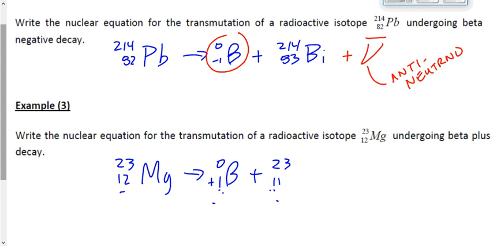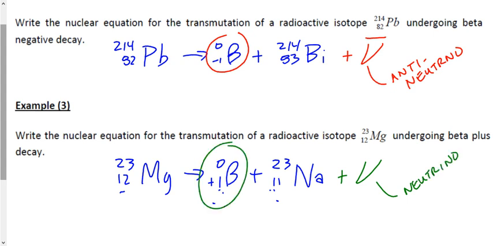Atomic number 11, if you look in the periodic table, is sodium, Na. Take a guess at what else is produced here. Yeah, not an antineutrino, but just a neutrino. So beta negative always produces an antineutrino. Beta positive always produces a neutrino. You just got to remember that.